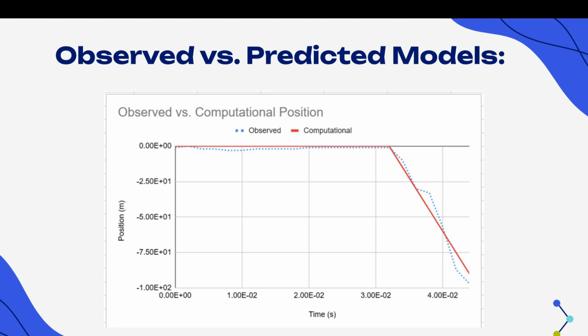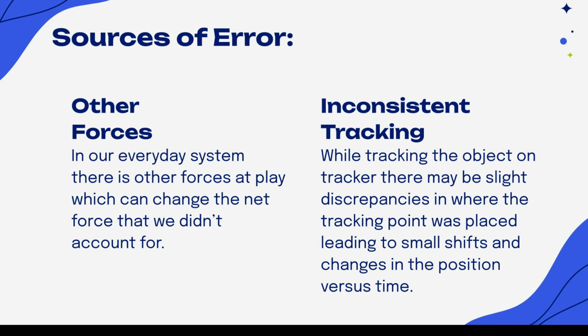And as you can see, it's pretty accurate with the computational versus the observed, with some offsetting, and these sources of error could be due to other forces in our everyday system. There are forces at play that we didn't account for, as well as inconsistent tracking. While using Tracker, there might be slight changes in the real position.